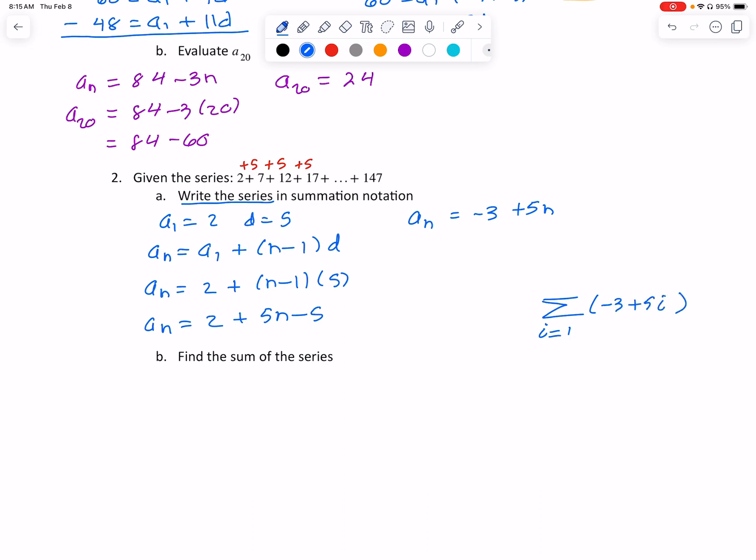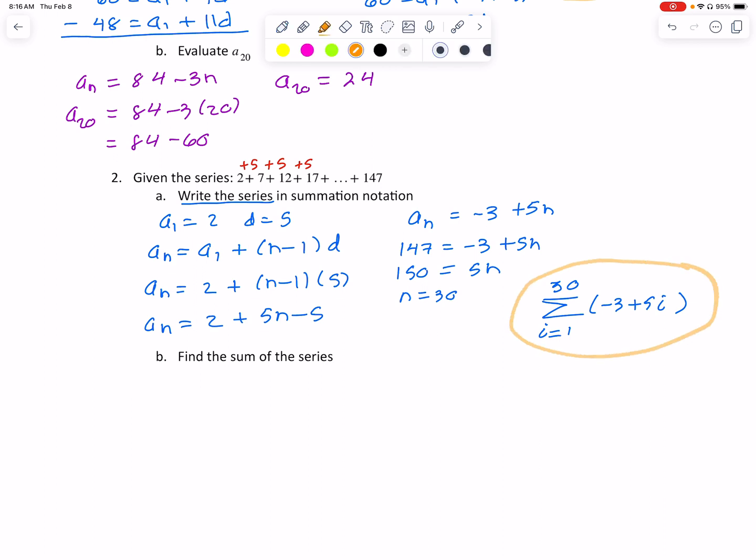Now remember, the only thing we also have to do is figure out what term this ends on. The way we do that is we take our sequence formula and we plug in 147 for a sub n, and we solve. So it looks like, in this case, we're going to get n equals 30. So this right here is our summation notation for this.